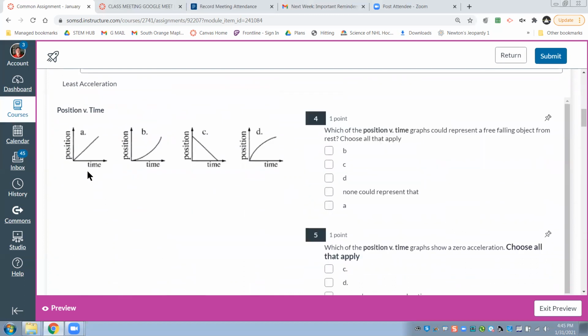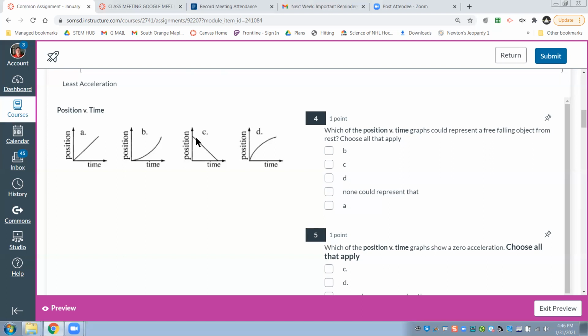Number 4, look at these graphs here. What do these mean? Well, if my position is getting greater and greater, which means I'm getting further and further from where I started, and I'm doing it over time, and I'm nice and steady, well, that's constant speed, right? Constant velocity. Well, if it looks like graph B, where I'm getting further and further away from my origin, but as time goes on, the rate at which I'm getting away is increasing, so I must be speeding up.